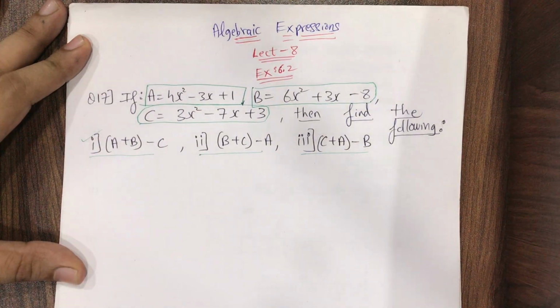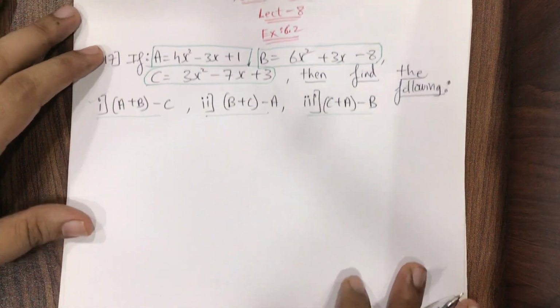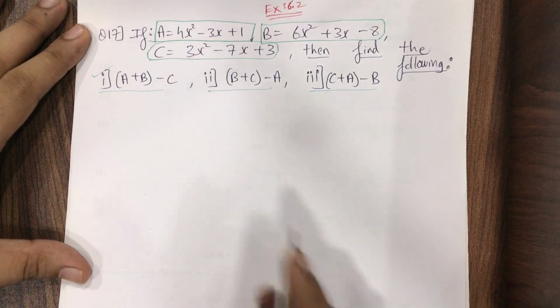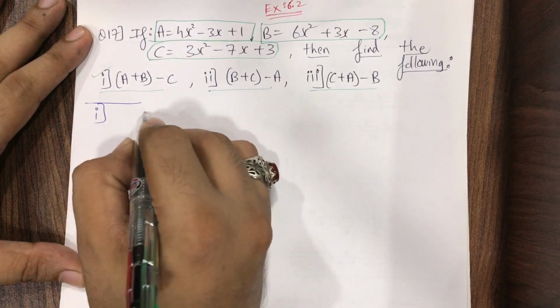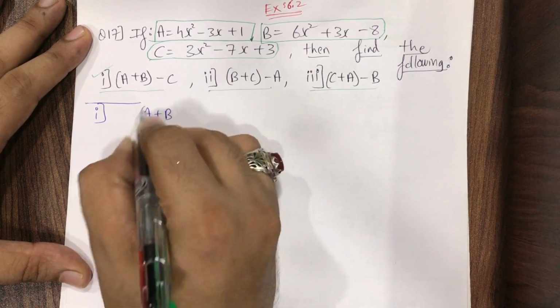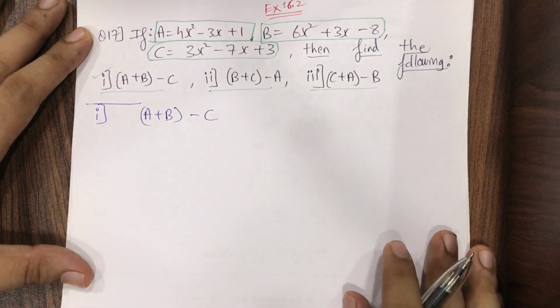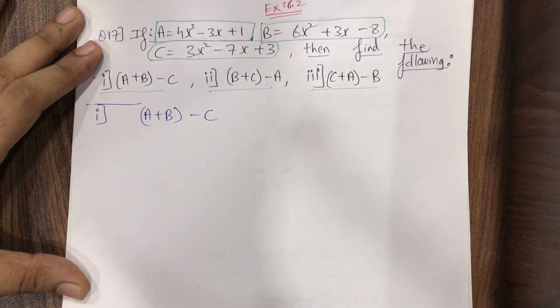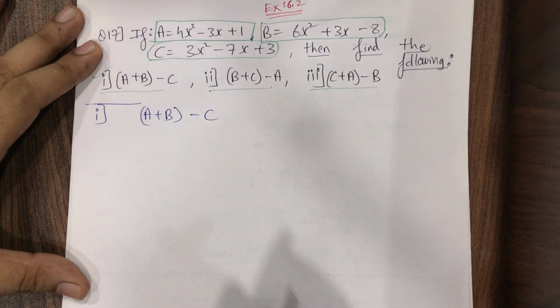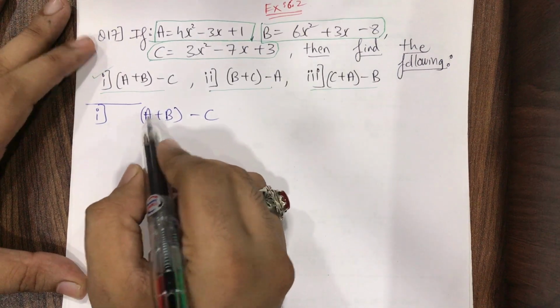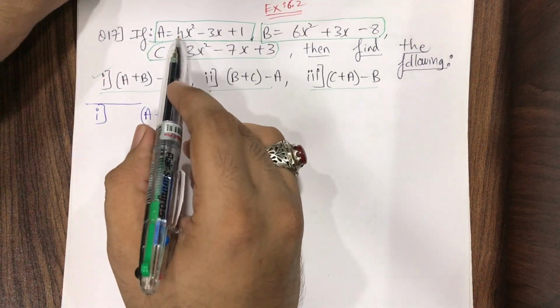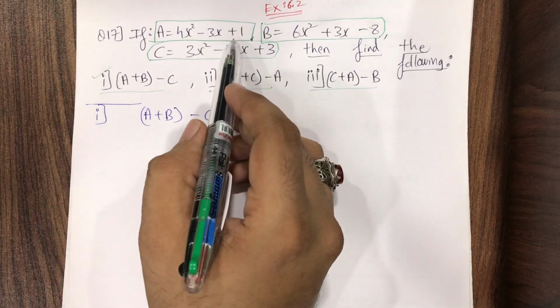Please pay attention. It's very simple, students. So, solution of the first question. The question is A plus B within the bracket minus C. A plus B within the bracket we have minus C. Now, do we have the value of A, students? Yes, I have the value of A. What's the value of A? Value of A is 4x square minus 3x plus 1.